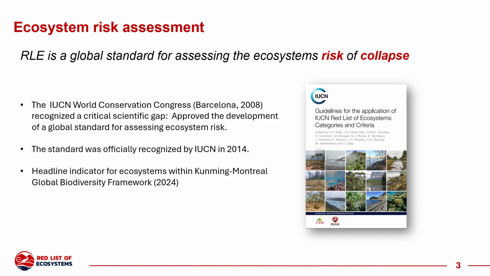The RLE was developed by the IUCN as a standardized science-based method for assessing the risk of ecosystem collapse. Many of you will already be familiar with the IUCN Red List of Threatened Species, which identifies the risk of extinction for individual species. The RLE applies that same concept, but to ecosystems rather than species. It is now recognized as the global standard for evaluating ecosystem risk and can be applied to any type of ecosystem, whether terrestrial, freshwater, marine, or subterranean.